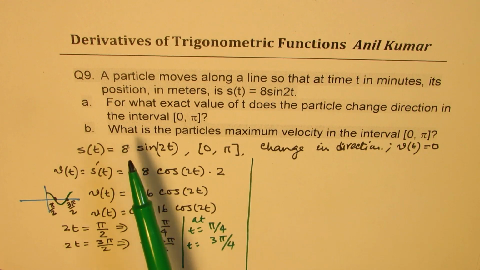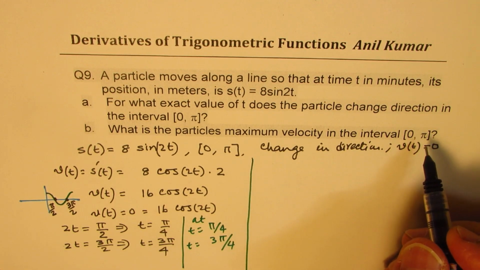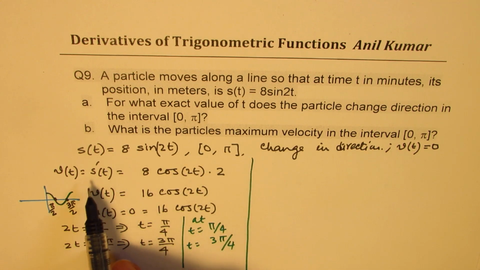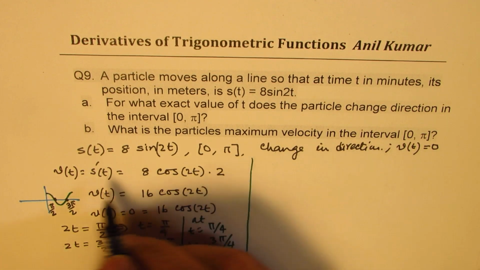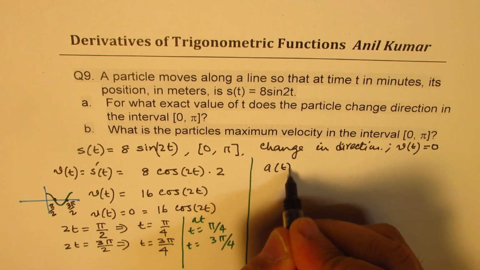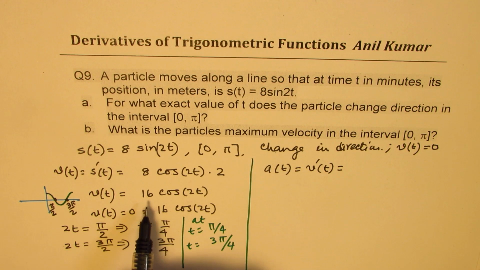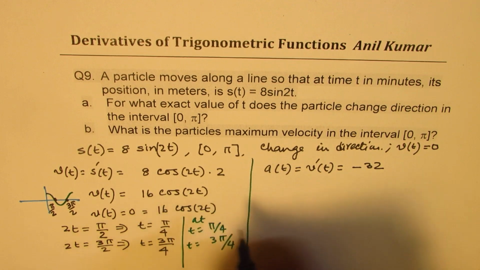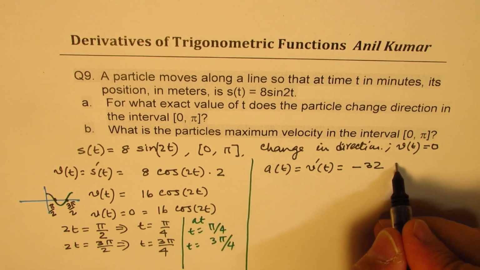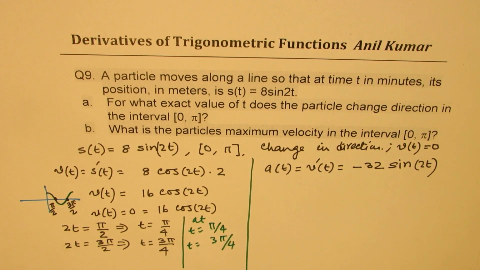Now the second part is, what is the particle's maximum velocity in this interval? Now to find the maximum velocity in this interval, we'll analyze the first derivative, velocity, right? So let's find the derivative of velocity itself, which is acceleration. So acceleration is the first derivative of velocity. We have the expression here, 16 cos 2t, so it will be minus 32, that is 2 times this. Cos derivative is minus sine, so we get minus 32 sine 2t. Correct? So that becomes the derivative.